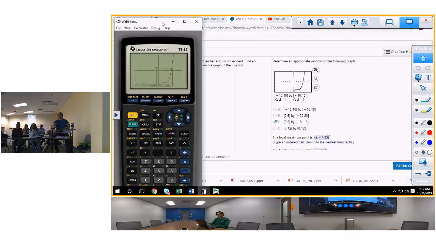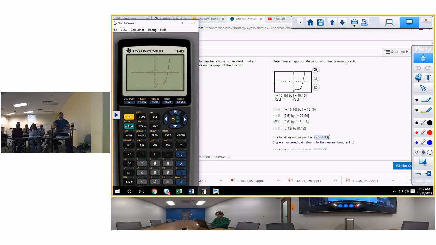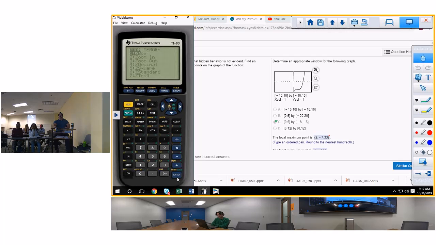Now I'm going to hit graph. Oops, I'm sorry. Zoom, box. I've got to do it again. I should have hit enter instead of graph. Where's my cursor? Oh, there's my cursor down there. It's a whole lot easier to do this with your calculator versus a mouse.